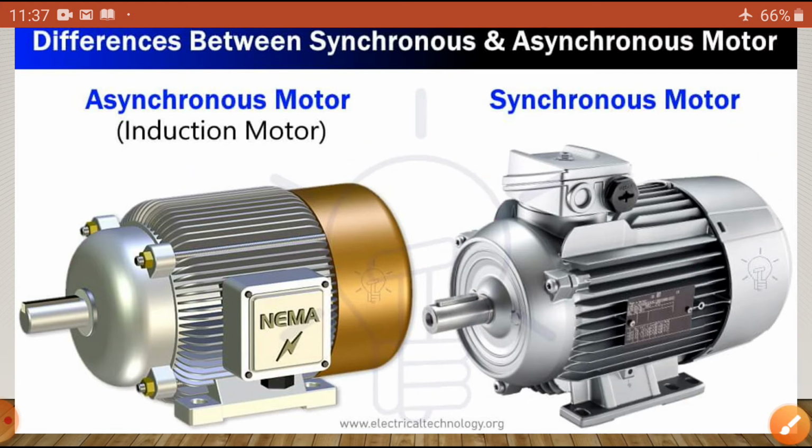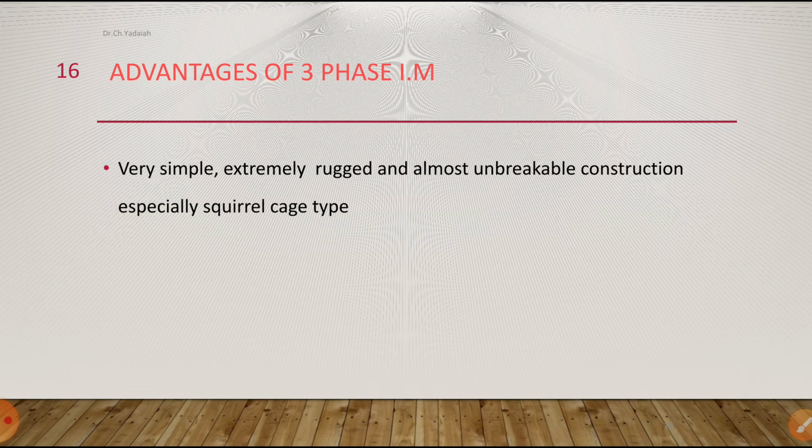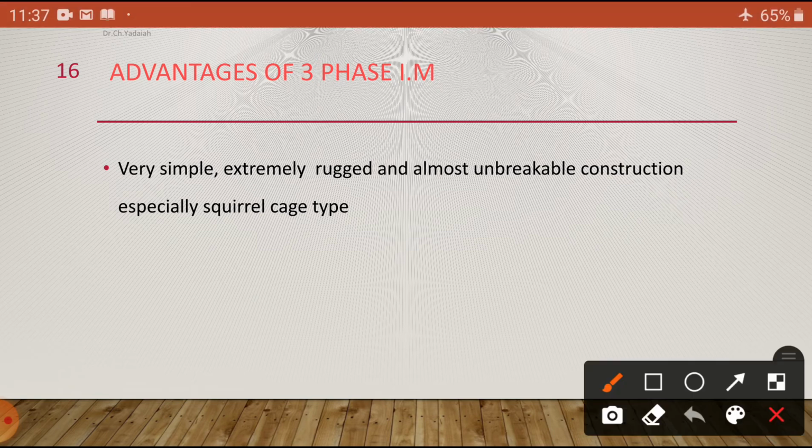Let us see. The advantage of a 3-phase induction motor is that the construction is very simple, extremely rugged and almost unbreakable, especially the squirrel cage type. What is the squirrel cage type? We will see later.